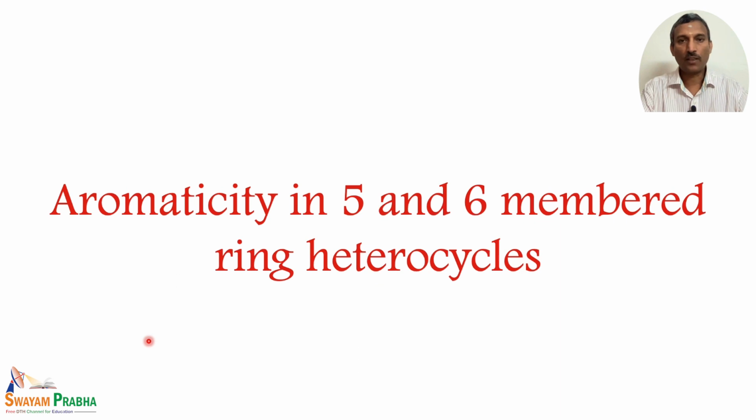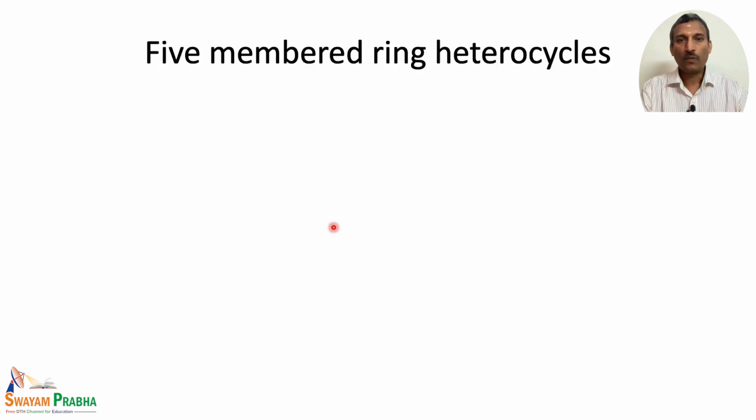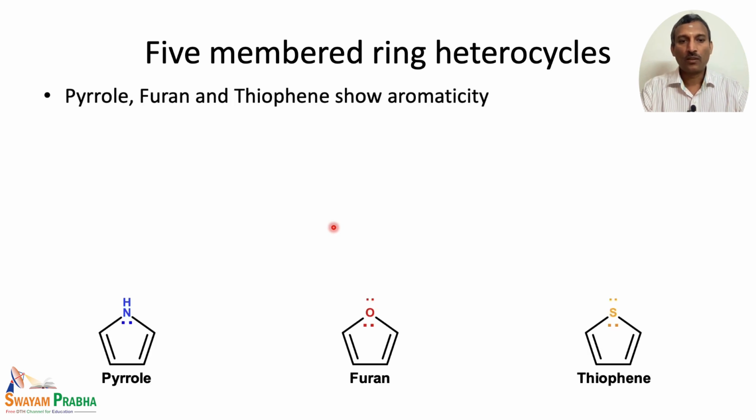Welcome to the next session. In this session, we are going to look at aromaticity in 5 and 6-membered ring heterocycles. We will first start with the 5-membered ring heterocycles. The basic 3 compounds we will be studying are pyrrole with nitrogen as the heteroatom, furan with oxygen as the heteroatom, and thiophene with sulfur as the heteroatom. These 3 compounds show aromaticity.